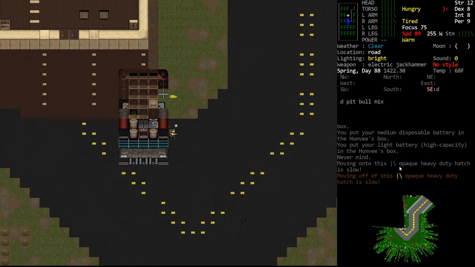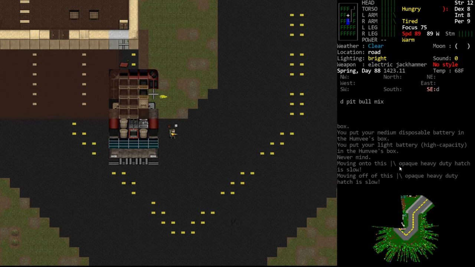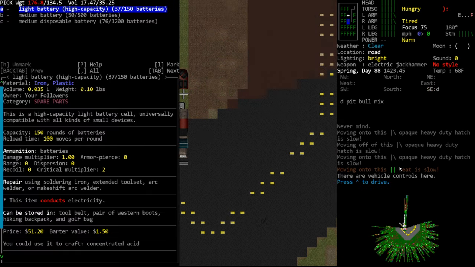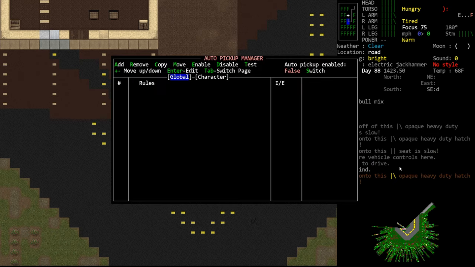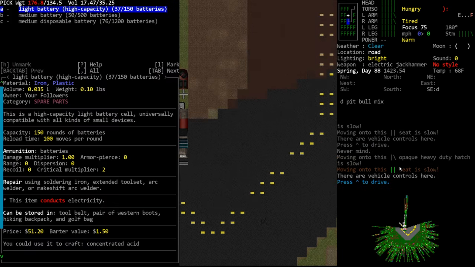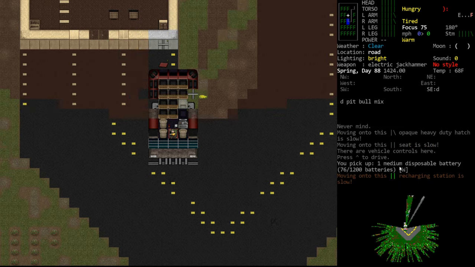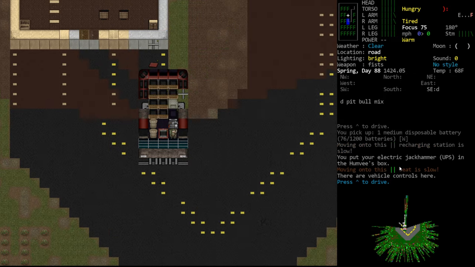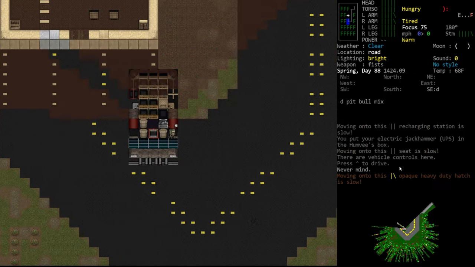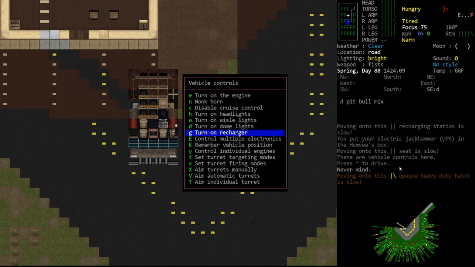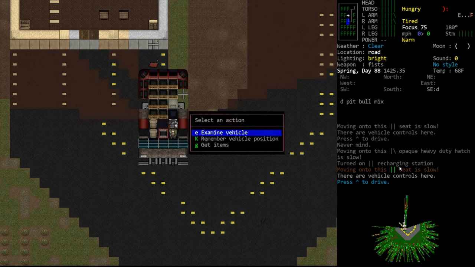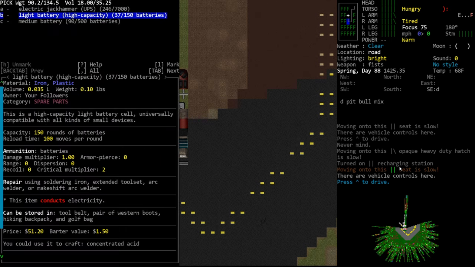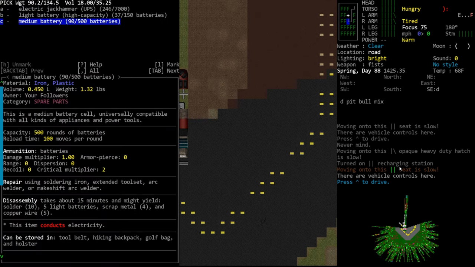Because previously, the charger would charge very quickly. So let's just wait a few turns. It's not charging our batteries. 246. Get that disposable out of there. I dropped the wrong thing. Drop the jackhammer. It's not charging anything. Well, I didn't have it on. Let's try again. 246, 37, 90. Okay, so it's now charging.